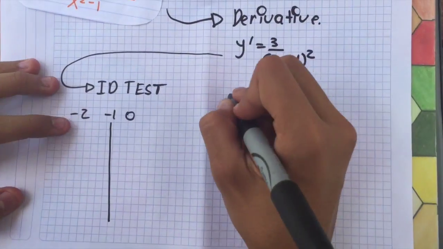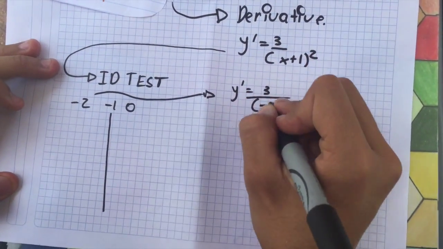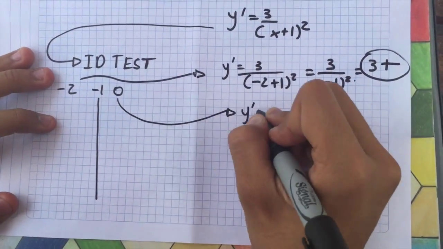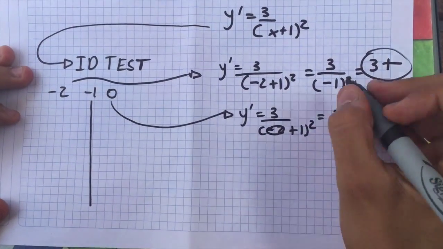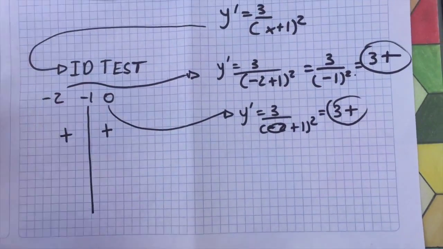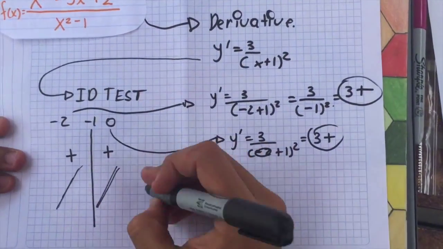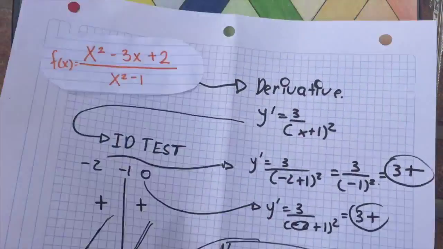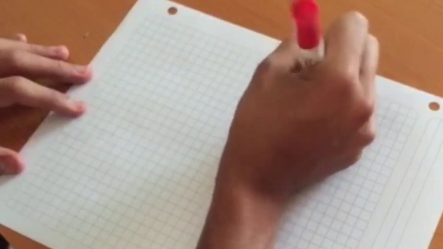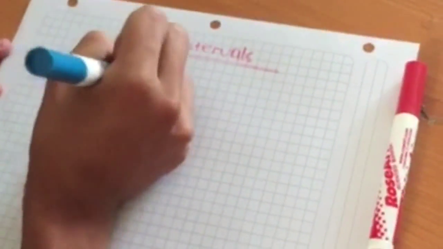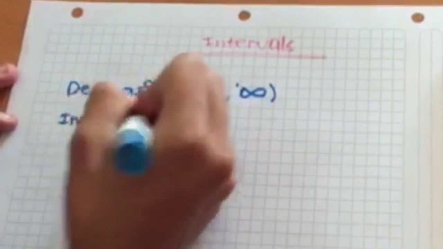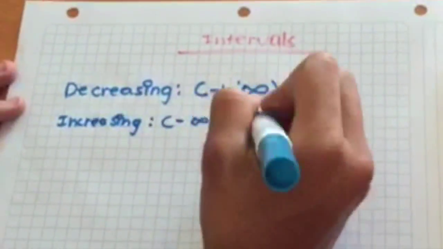The test will be with minus 2, minus 1, and 0. We will compare with minus 2 and 0 because at minus 1 we have an asymptote. The result will be a positive 3, so we have positive values and do not have critical points, nor maximum or minimum points. Decreasing interval: none. Increasing: minus infinity comma minus 1.